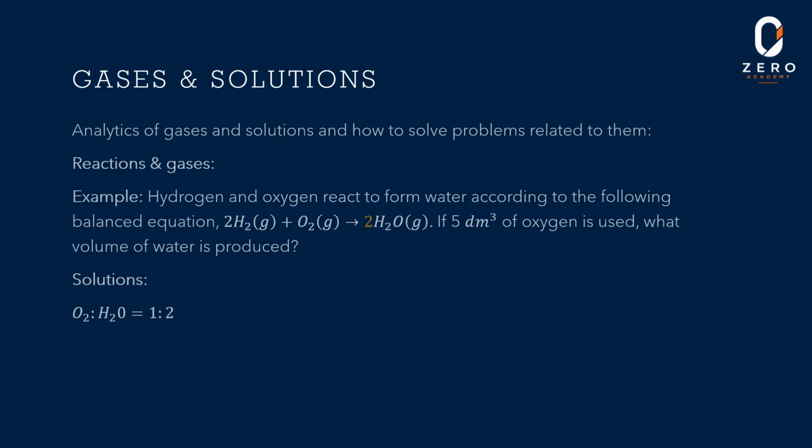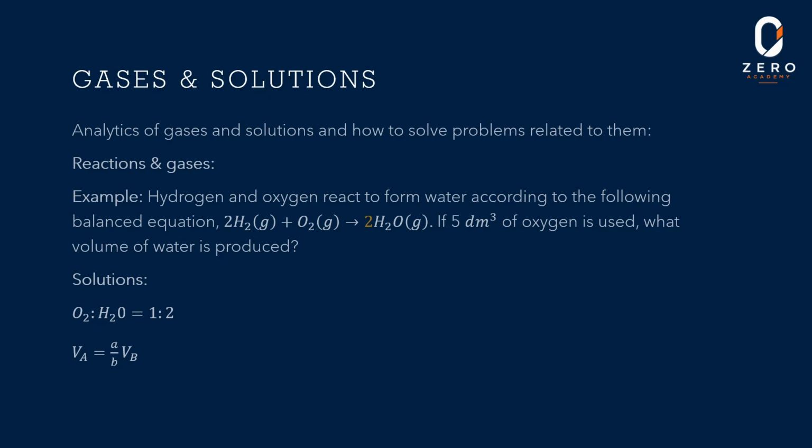If I look at my balanced equation, before the oxygen there is no value and hence it's 1. And before the water, on my product side rather, there is a 2, which means it's 2. And hence the volume ratio of oxygen to water is 1:2, according to my balanced chemical reaction. And now I'm going to say VA = A/B times VB.